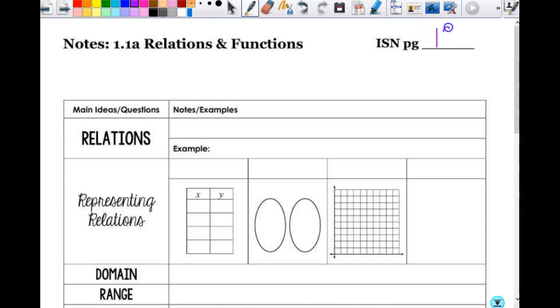This is going on page 13 when we're done, right? We're going to talk about relations and functions, which is way back, review stuff.